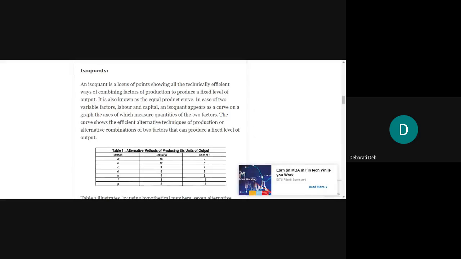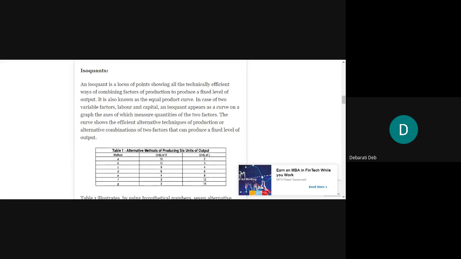Practically, you may not find only two factors, but when you're doing it with pen and paper, you need to compromise with the assumptions, and then we start following the isoquant concept with only two factors of production, so that we can plot them efficiently in a two-axis curve and then determine the perfect combination. Okay. So an isoquant appears as a curve on a graph, the axes of which measure quantities of the two factors. So x-axis will measure one factor and y-axis will measure the other factor.